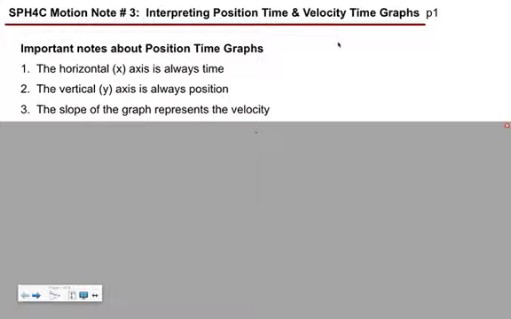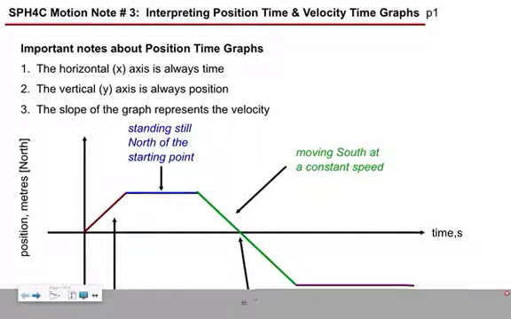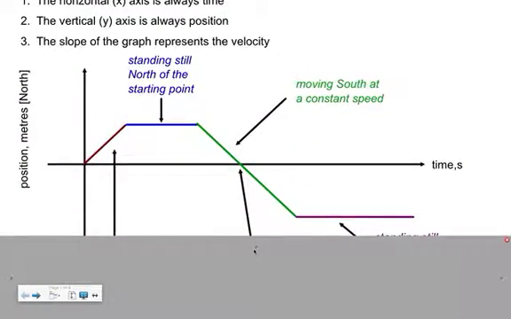So the first graph is what we call a position time graph. The important things to know is the horizontal axis will be time, always. The vertical, the up-down, is going to be the position of an object with direction, and the slope works out to the velocity. So the steeper it is, the faster it's going, pretty much. So here's just a little example of one.